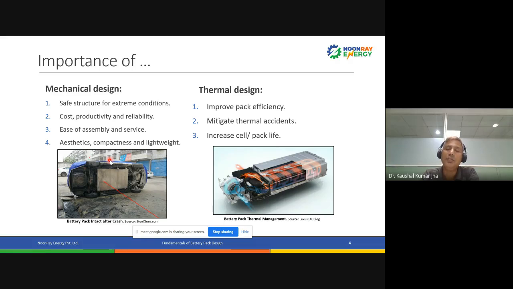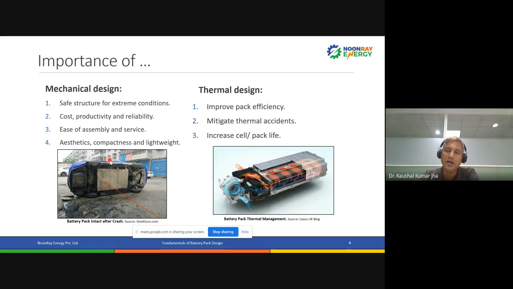So is there any means by which we can maintain the cell temperature or the pack temperature? If you are able to maintain the pack temperature between 15 to 35, that would help us recover the maximum cost out of the battery pack by increasing the number of charge and discharge cycles. Another problem that happens is thermal runaway or thermal accidents.